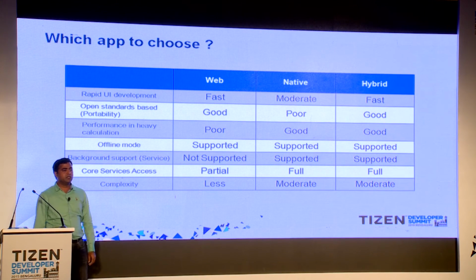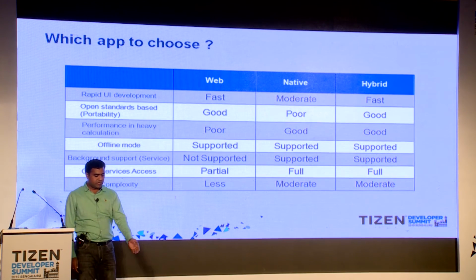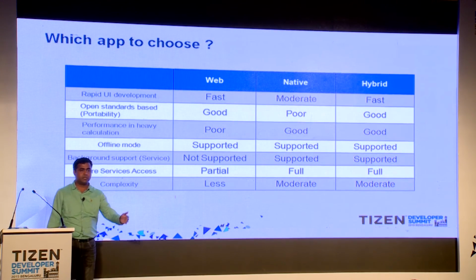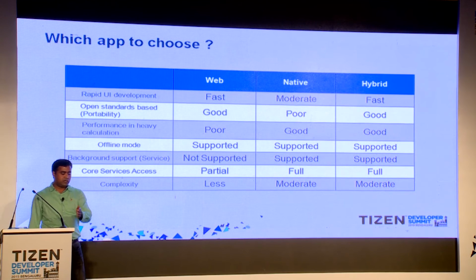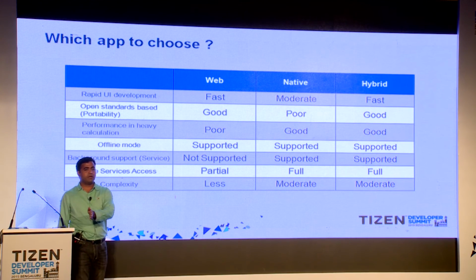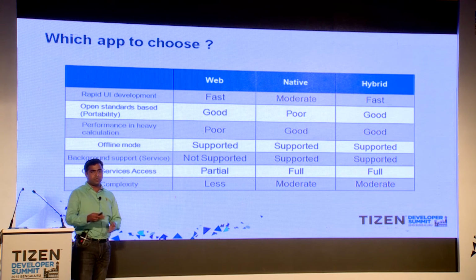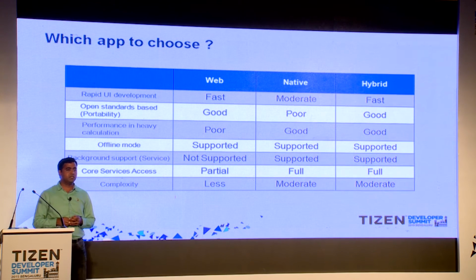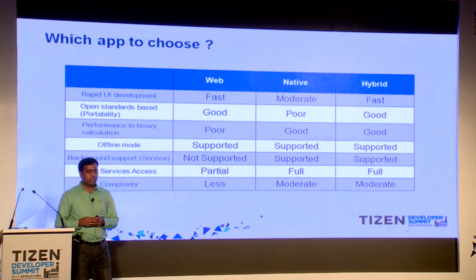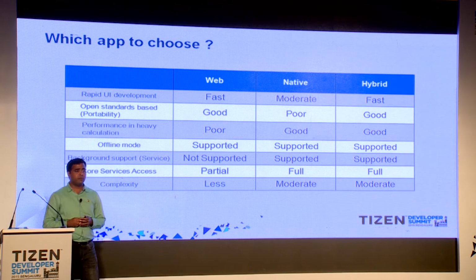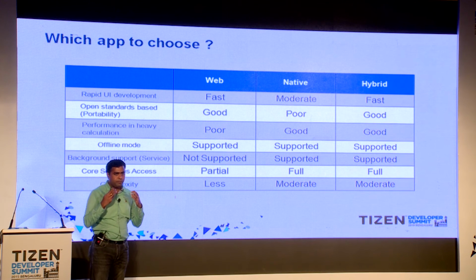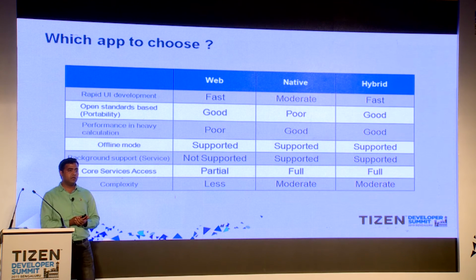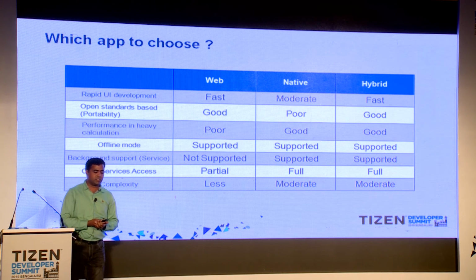To wind up our session, I would like to leave you with this table. On your left side you can see various parameters, and in the three columns you can see the three application types available on Tizen. So you can have an idea of how each one fares. If you are looking for rapid UI development, then a web application is the one you need to choose. If you are looking for an open standard base, then again web application has that support. And if you want very good performance, then I would recommend going for native applications.